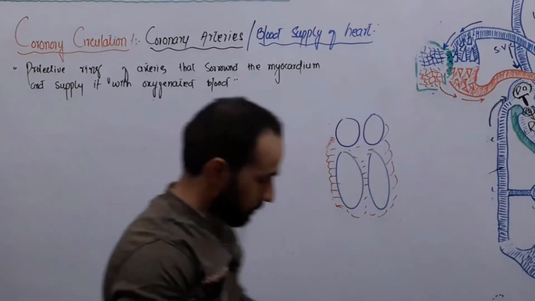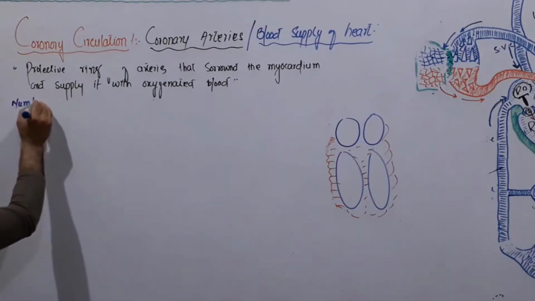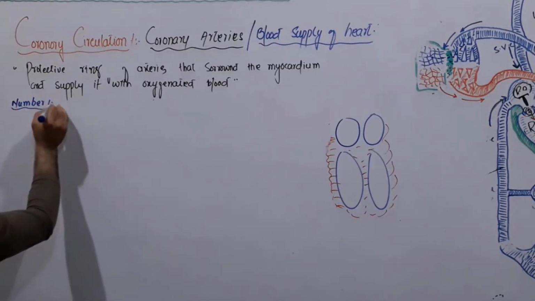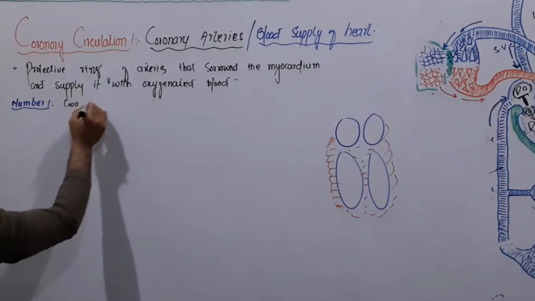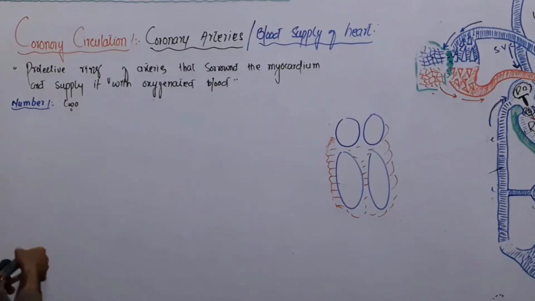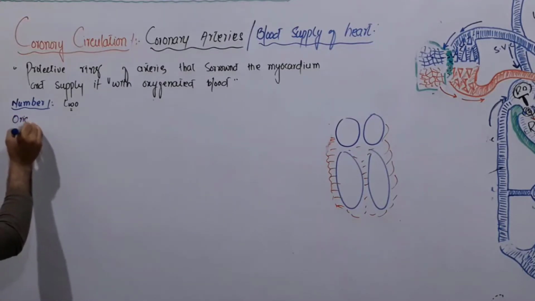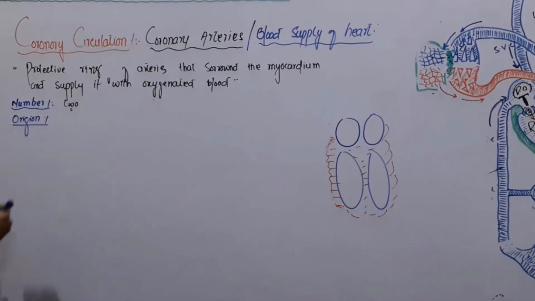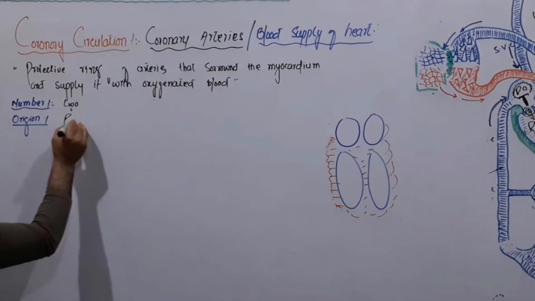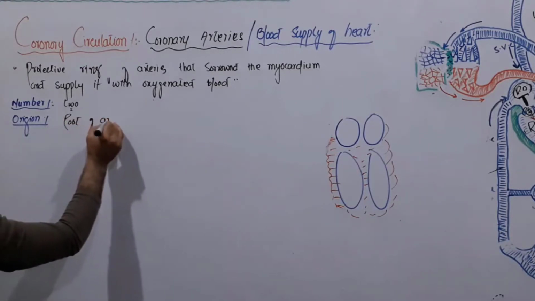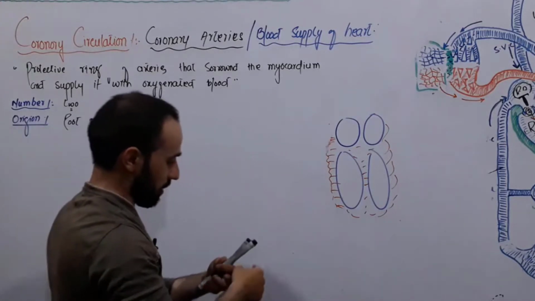This was the definition. Now how many coronary arteries does our heart have? Our heart has 2 coronary arteries, right? And where do these arteries arise? What is their origin? These coronary arteries arise at the root of the aorta, right? Now look carefully, friends.